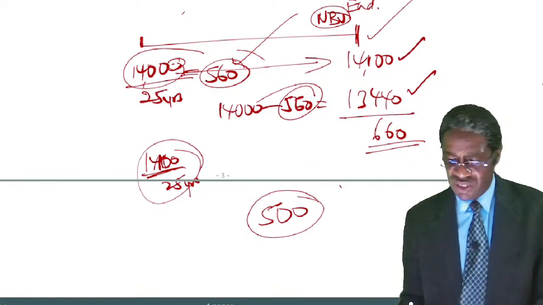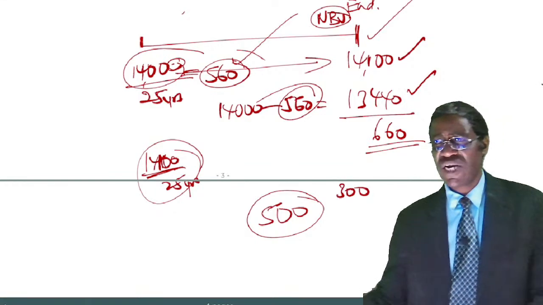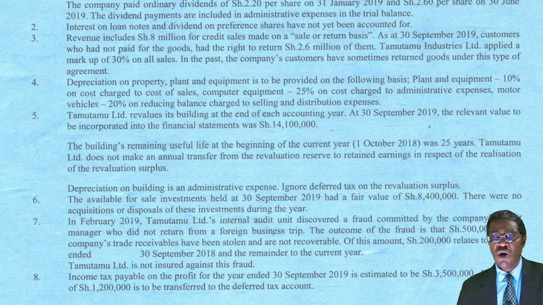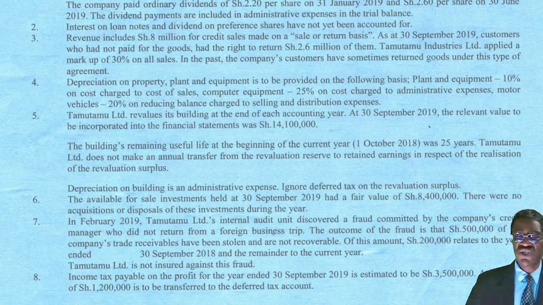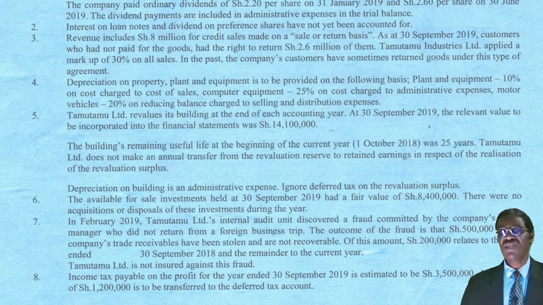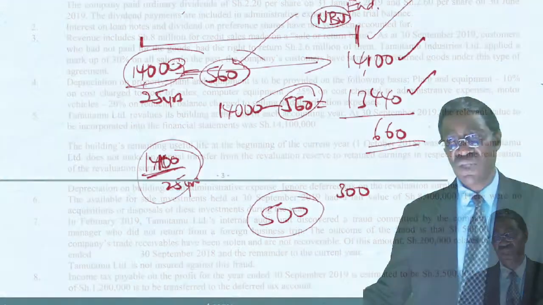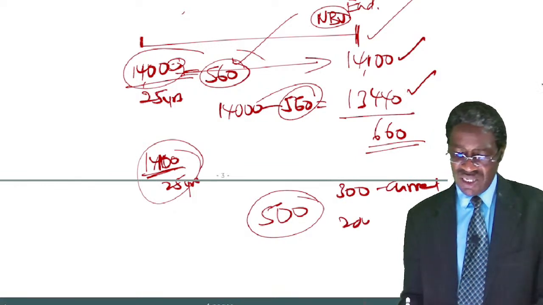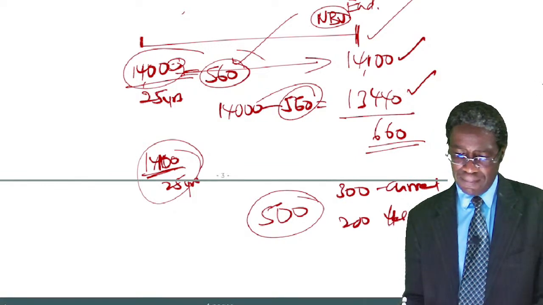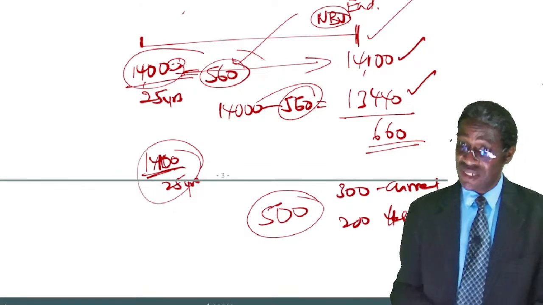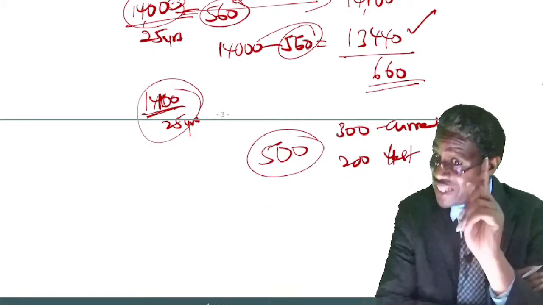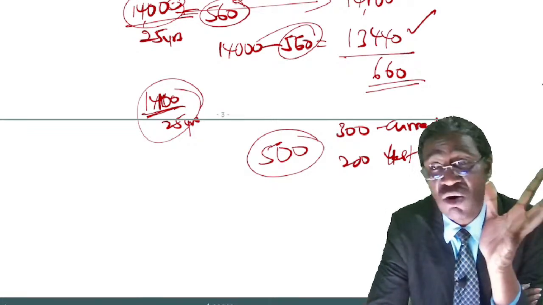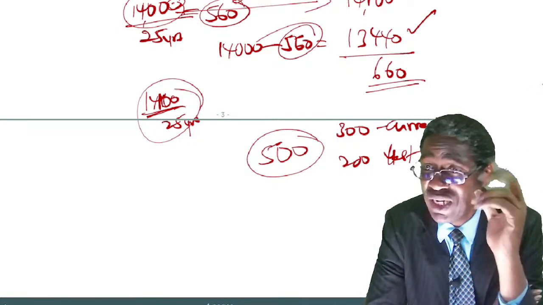Of this amount, 200 relates to last year, the remainder this year. So 300 is for the current year, 200 last year. Listen. The customer had paid, but we had not recorded it. We took the money and it disappeared. That's what the manager did.